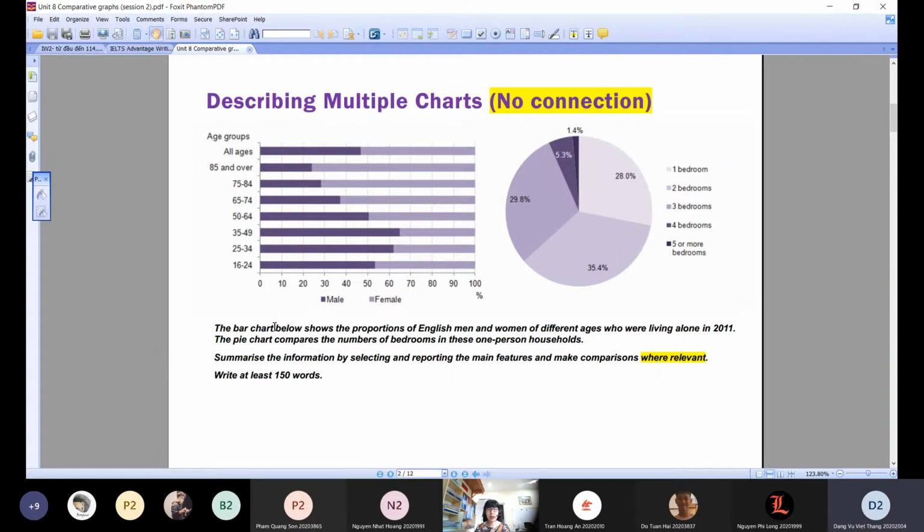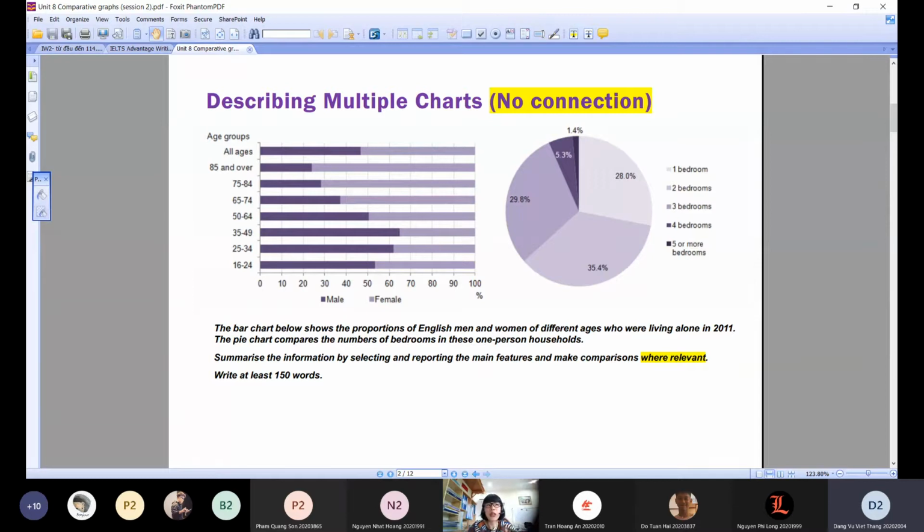All right. So in the second chart, it's about the numbers of bedrooms in this one-person household. So it means in the houses of these people, right? And what you have to do is to summarize the information by selecting and reporting the main features and make comparisons where relevant. So when you write about any chart or graph, the very first thing you have to pay attention to is the overview, right? The most significant feature of the chart or graph.